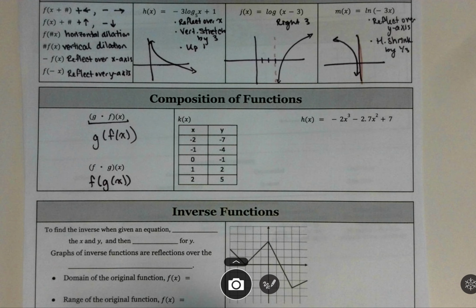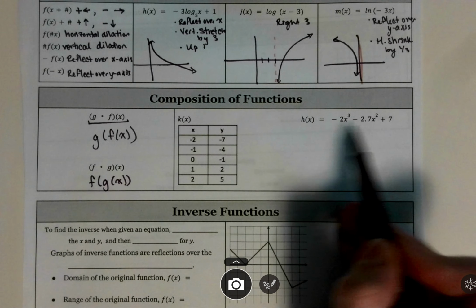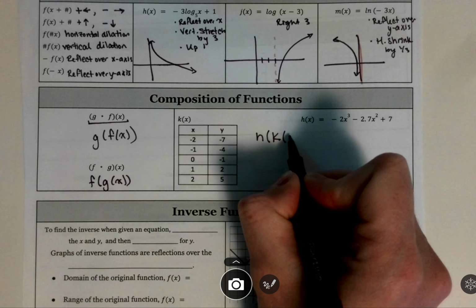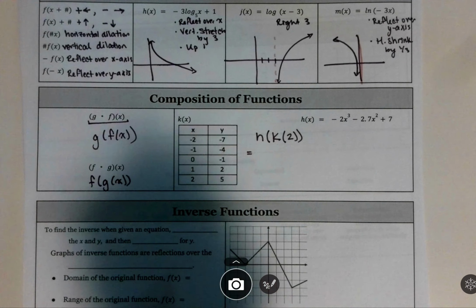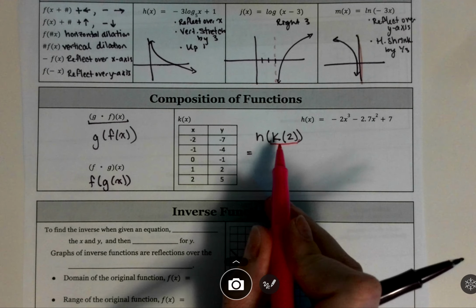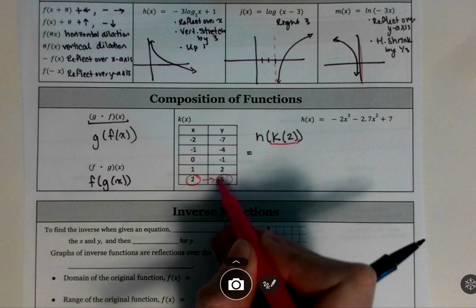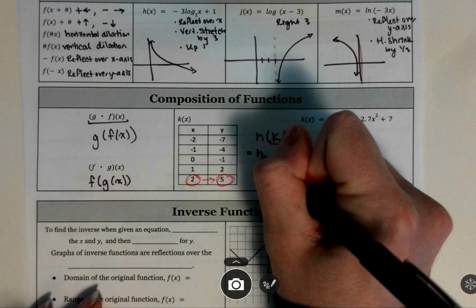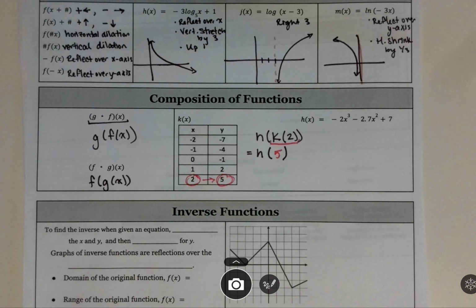So let's make up an example here. I have k of x, which is my table. I have h of x, which is my equation. Let's say we're going to do h of k of 2. So I want to start with the inside, which is k of 2. For k, I'm looking at the table. If my input is 2, my output is 5. So I know k of 2 is 5. So I can rewrite this as h of 5.